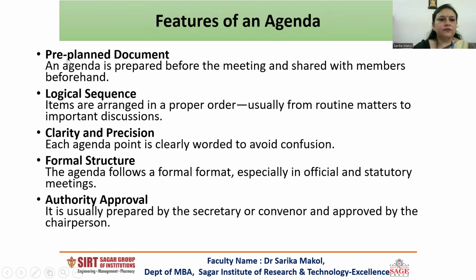First is pre-planned document. An agenda is prepared before the meeting and shared with members beforehand. It's a logical sequence. Items are arranged in a proper order, usually from routine matters to important discussions. It is very clear because words which create confusion are not used. It has a formal structure, especially in official and statutory meetings. It is usually prepared by the secretary or the convener of the meeting, and is approved by the chairperson first. Only then is it discussed in the meeting.